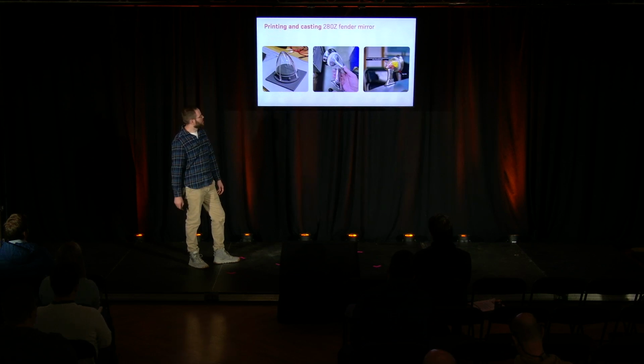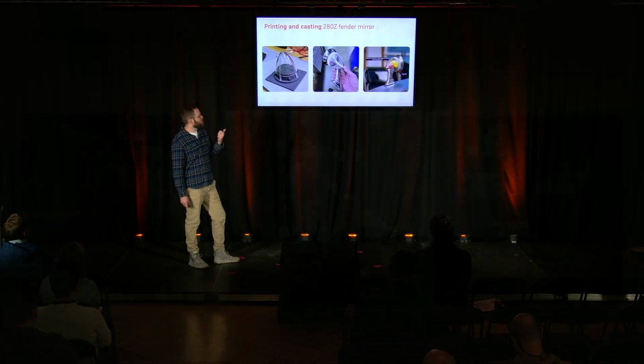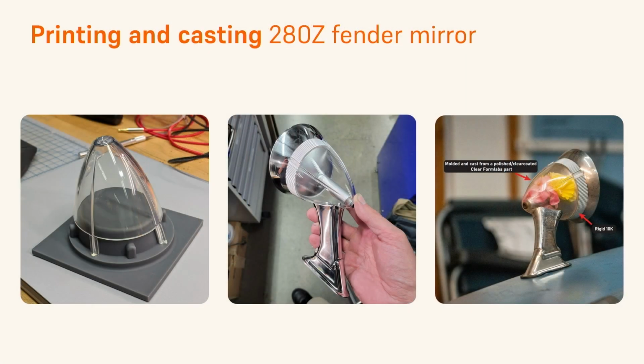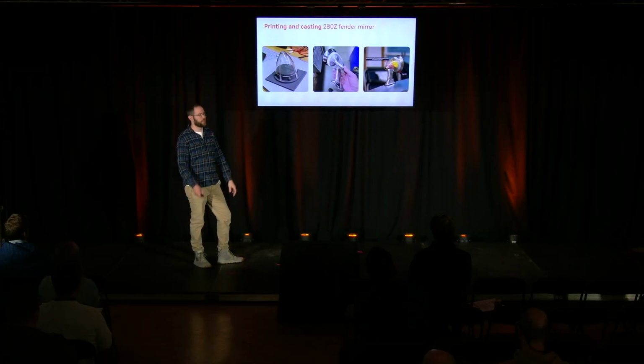And then this was another passion project that I had. This was a fender mirror for my car, and a lot of the ideation on it was using Formlabs parts, mostly for the clear part that you see. This part right here is actually a clear Formlabs part that I sanded and then clear coated to get it as optically clear as possible.